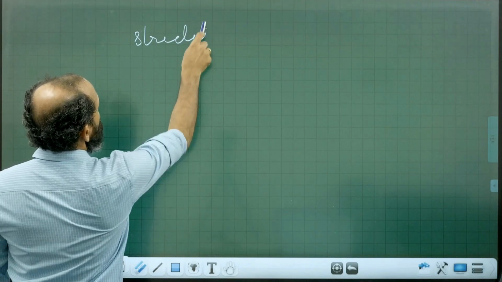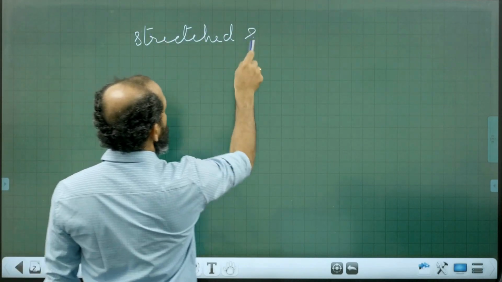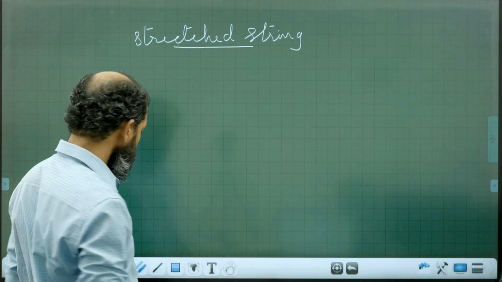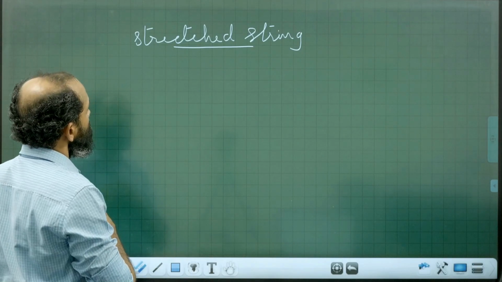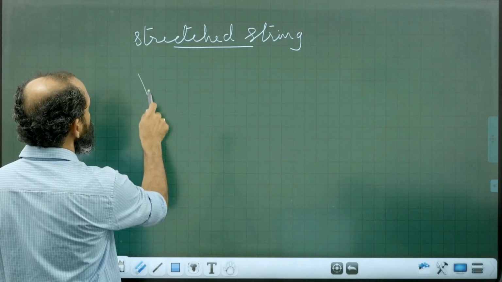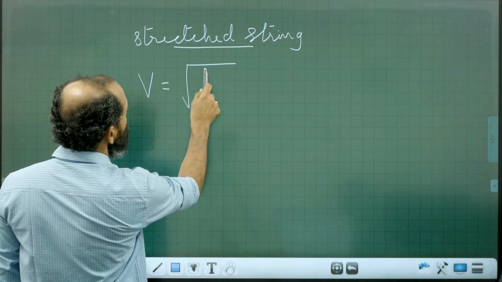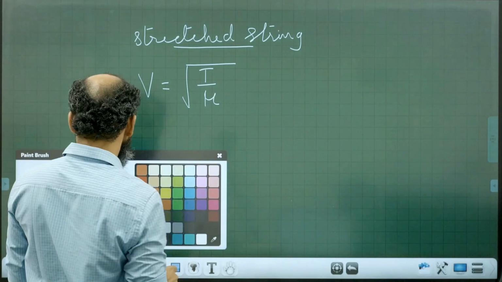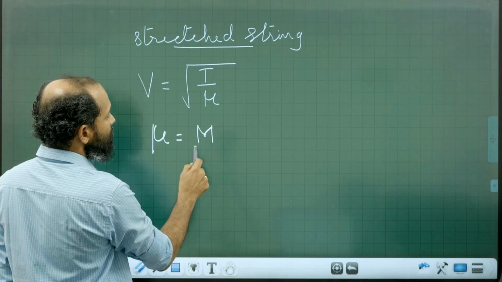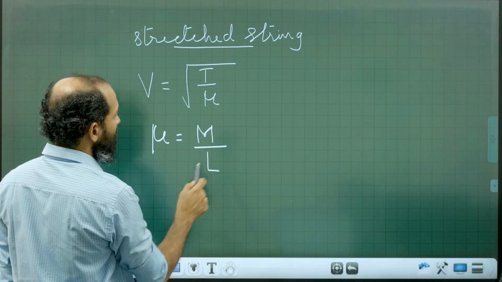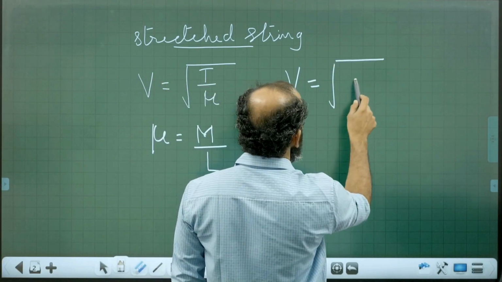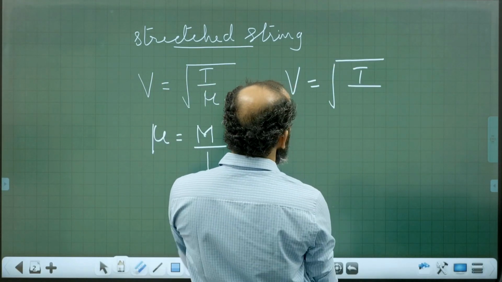Now, transverse waves in a stretched string. This topic is very important. When a transverse wave is propagated in a stretched string, its velocity is measured as root of T by mu, where mu is the linear mass or linear density. If m is the mass of the stretched string and L is its length, wave velocity or phase velocity can be expressed as root of T divided by m by L.